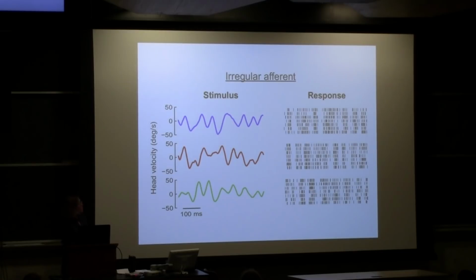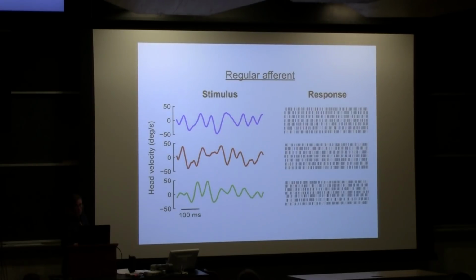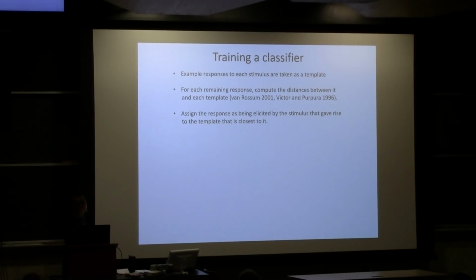Well, what you can do is use one of these distance metrics. There are a couple of them, which I'll mention on the next slide. So here what we've done is played 3 different snippets, right? And here you record the response over and over again to playing each of these snippets multiple times, okay? And this would be an example irregular afferent, or you can do it for an example regular afferent, okay?